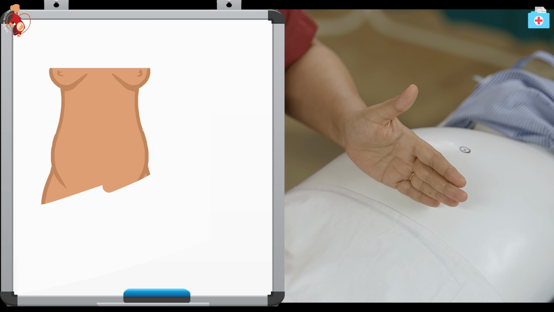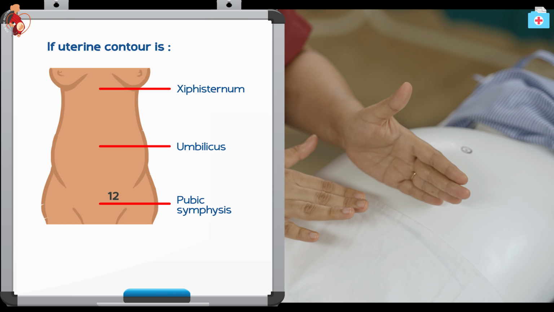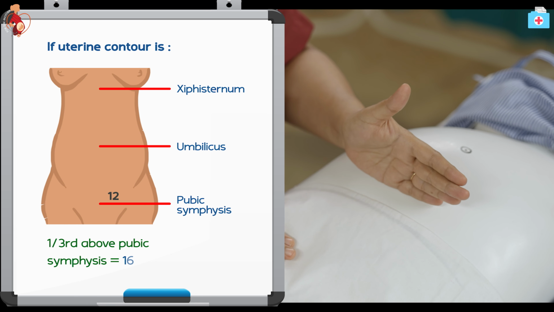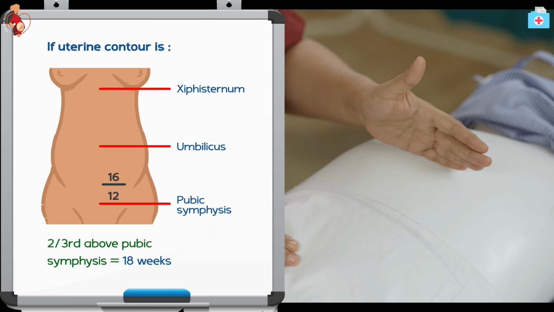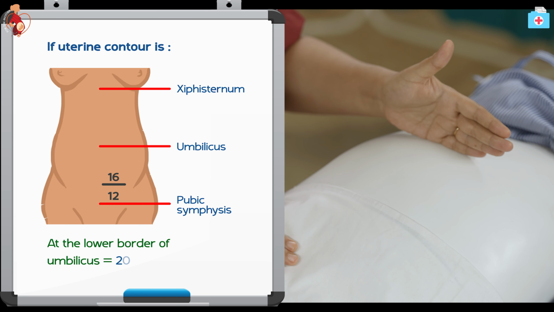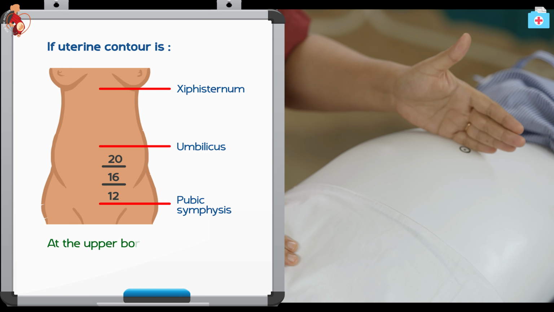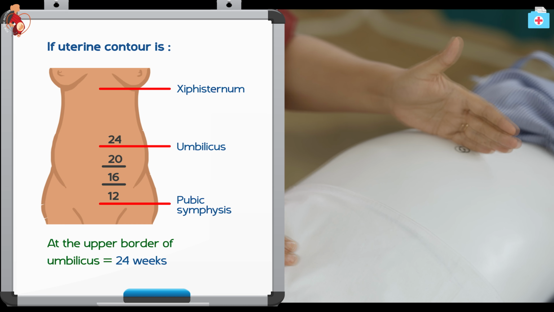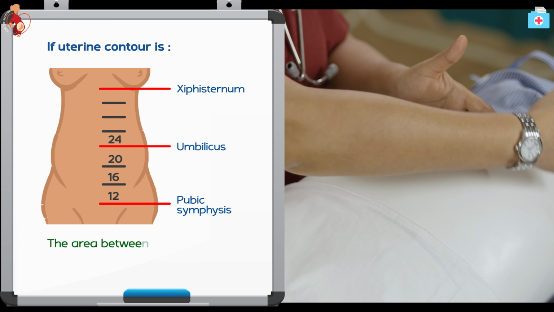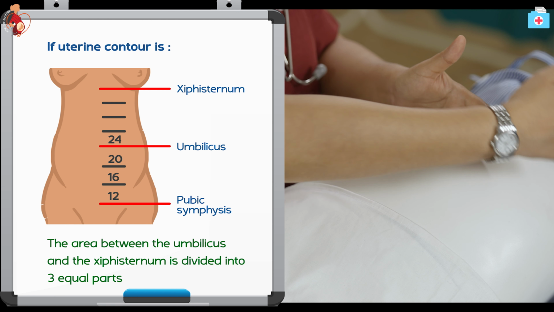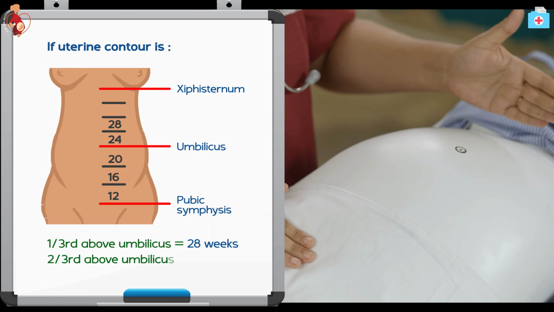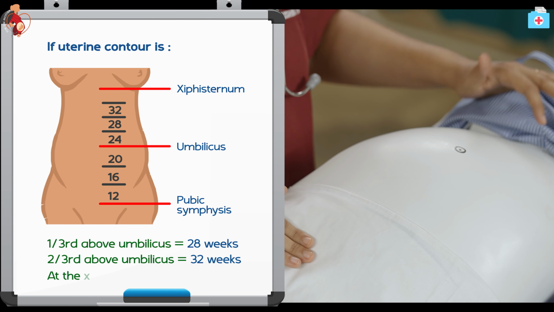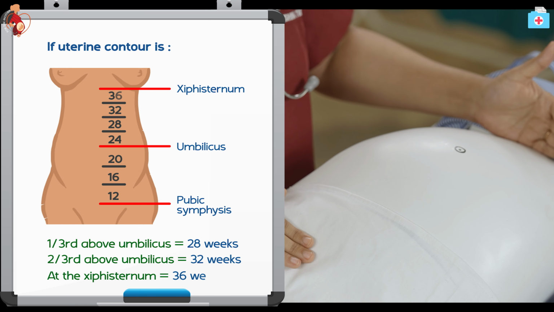If the uterine contour is, say, felt in the lower 1/3 below the umbilicus, then it is approximately 16 weeks. If it is felt in the middle 1/3 of the lower abdomen, it is approximately 18 weeks. Lower border of umbilicus corresponds to 20 weeks. Upper border of umbilicus corresponds to 24 weeks. Then, the upper abdomen similarly is divided into three imaginary equal parts. So, going 1/3 above is 28 weeks, 32 weeks, and then at the xiphisternum, it is 36 weeks.